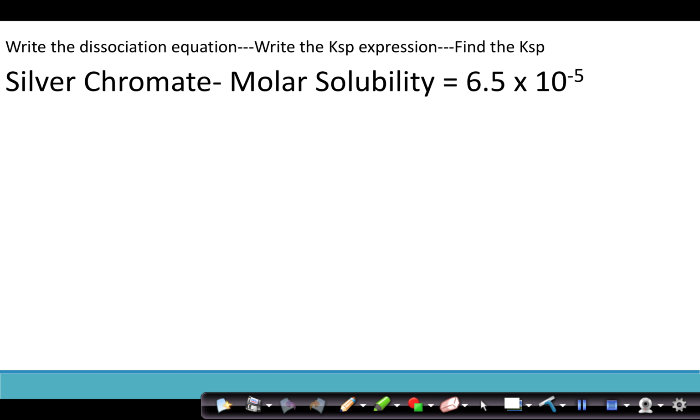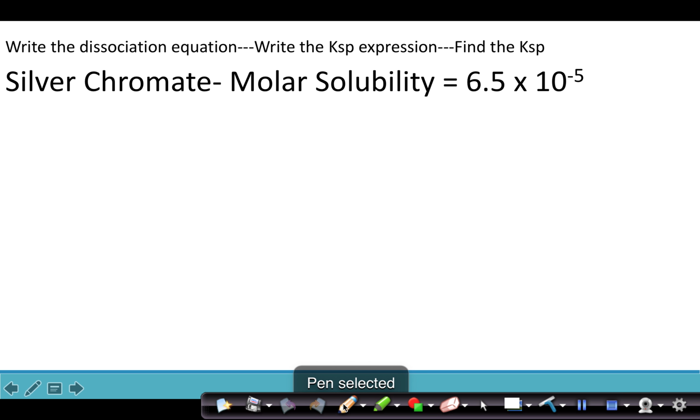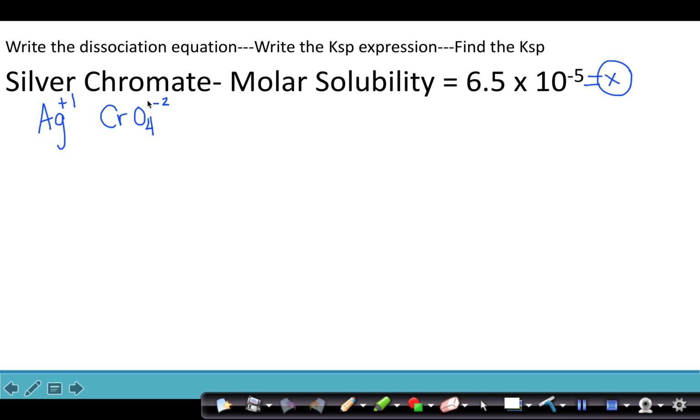And just for one more example, if we want to find or write the dissociation equation, the Ksp expression, and the Ksp for silver chromate, given that the molar solubility is 6.5 times 10 to the minus 5. And remember that 6.5 times 10 to the minus 5 is going to be my x in my equilibrium expression. Again, we have to know how to find the formula. Silver has a +1. Chromate, which is CrO4, has a -2.